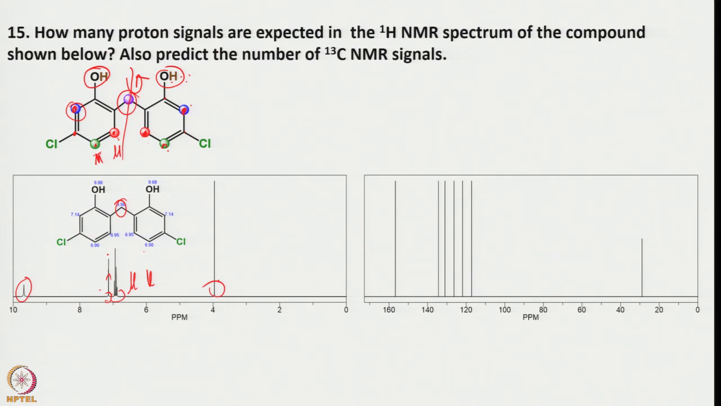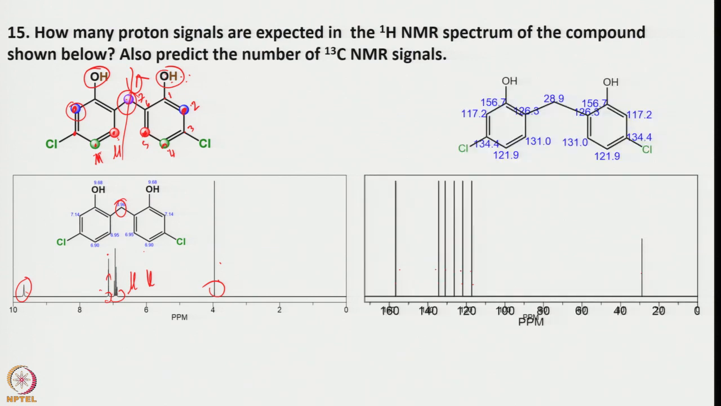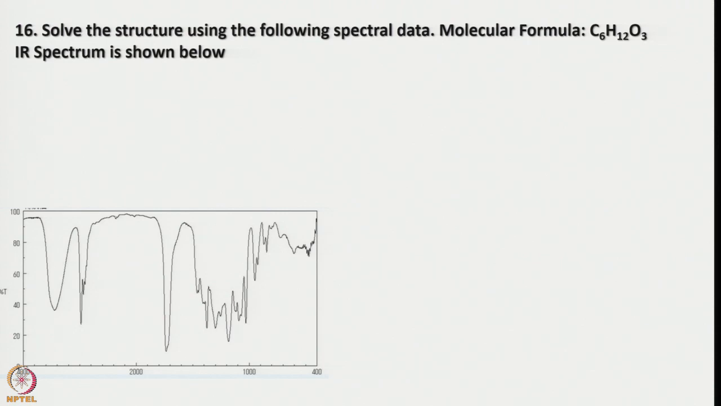So this is how you can see 1, 2, 3, 4, 5 signals here. And then if you look into 13C, you can see 1, 2, 3, 4, 5, 6, 7 signals are there. What are those 7? The rest are identical, mirror images. So you can see 7 signals are there, and all these are clearly identified. Interpretation is done here. It's pretty simple, right? Let's look into one more example here.